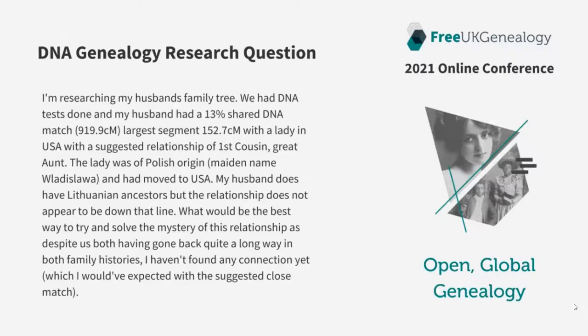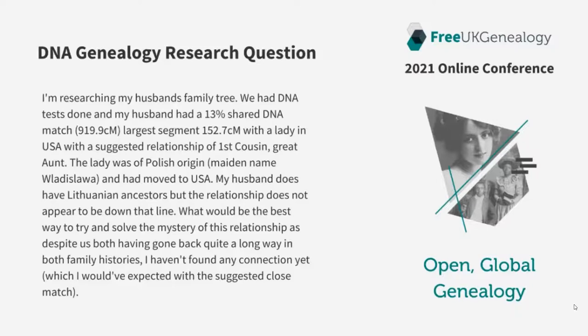Question one says: I'm researching my husband's family tree. We had DNA tests done, and my husband has a 13% shared DNA match, which is 919 centimorgans, a measure of how much DNA we share with a match. The largest segment is 152, with a lady in the USA with the suggested relationship of first cousin, great aunt, etc. The lady was of Polish origin, maiden name Wladladzka, sorry, I butchered that, and had moved to the USA. My husband does have Lithuanian ancestors, but the relationship does not appear to be down that line. What would be the best way to solve the mystery of this relationship? Despite us both having gone back quite a long way in both family histories, I haven't found any connection yet, which I would have expected with the suggested close match.